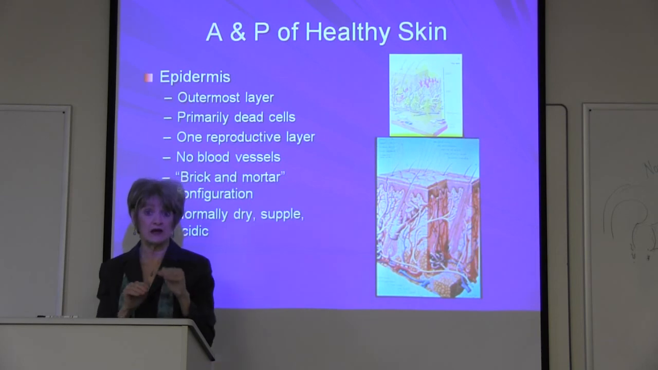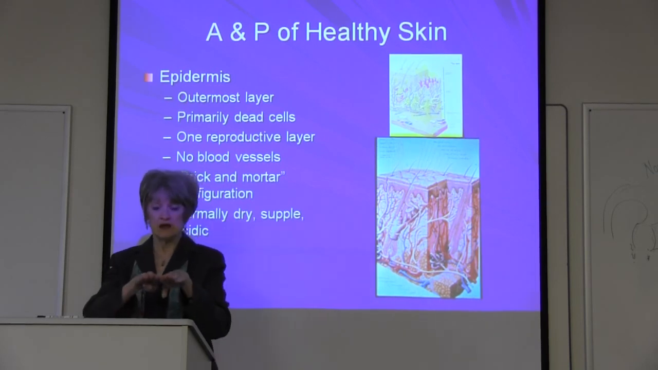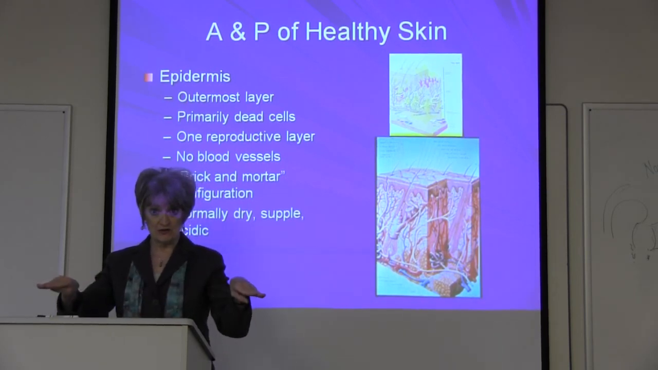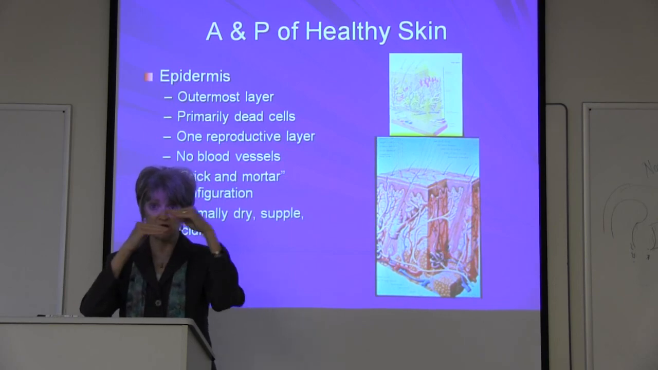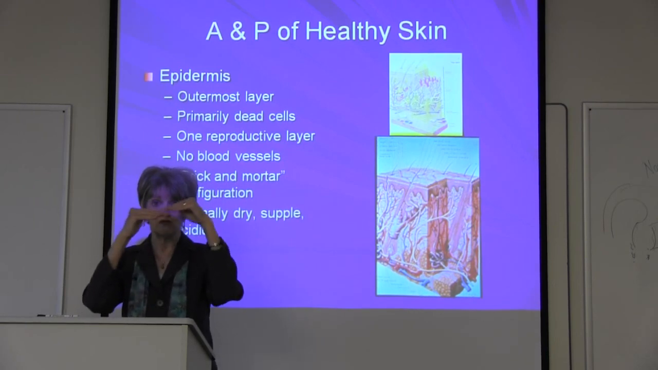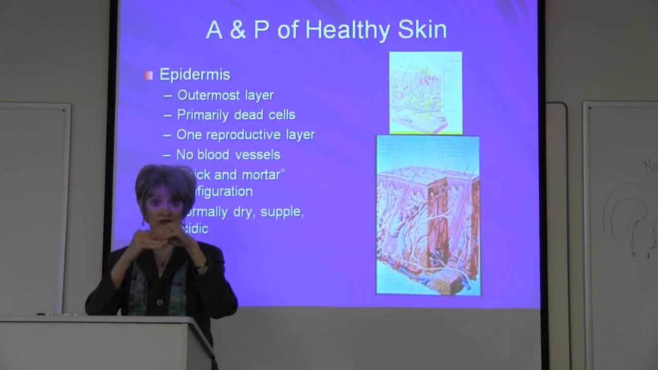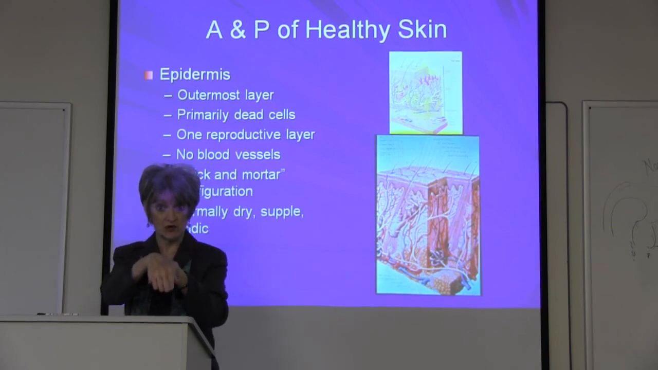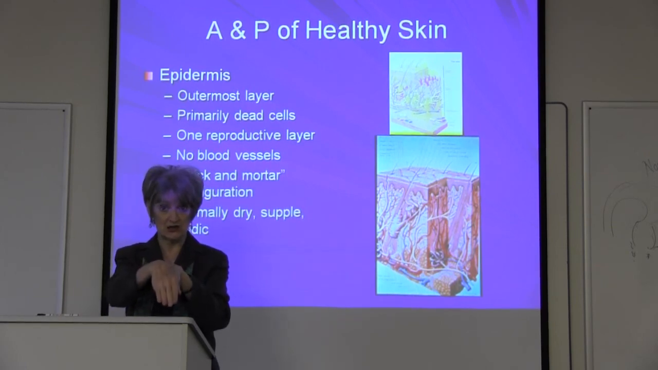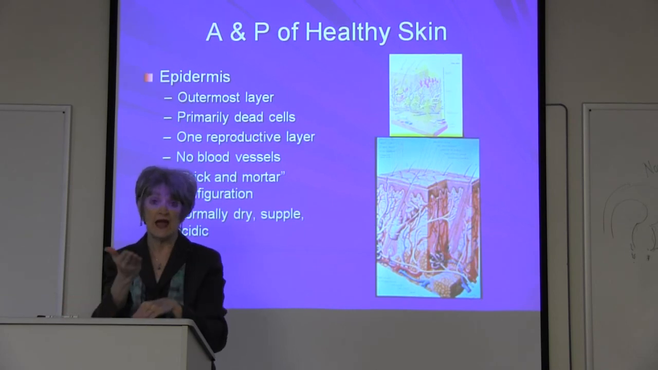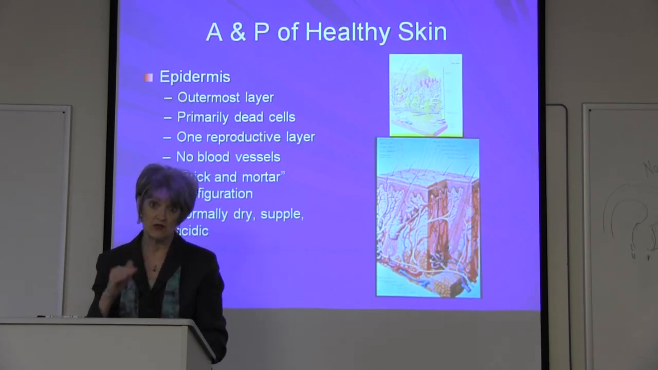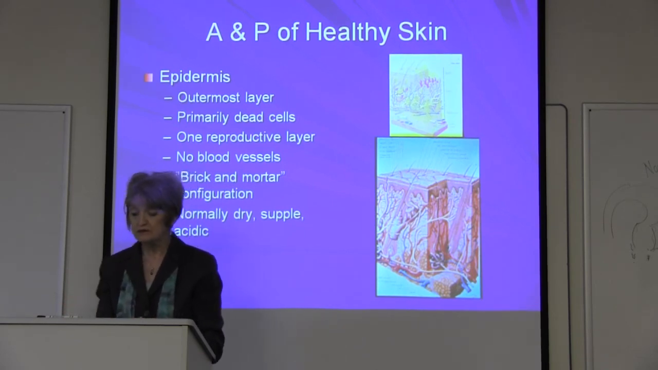So you think of the lifespan of a cell. Cells produced in that stratum germinativum migrate upward, undergoing a number of changes, get to the surface, sit on the surface for a period of time providing protection, and then are sloughed off and replaced with cells that are arising from below.